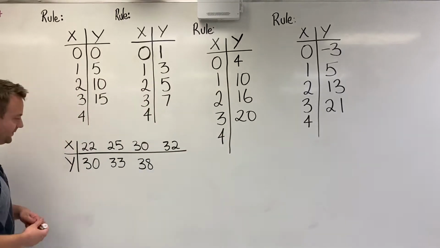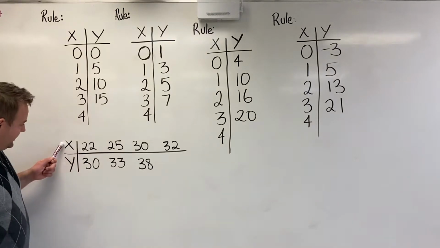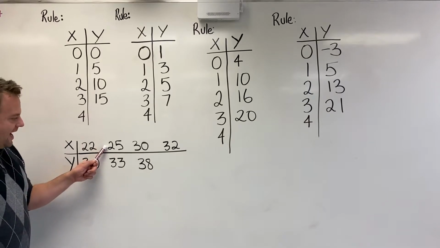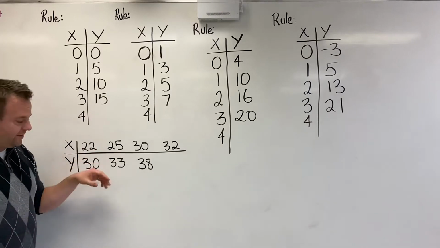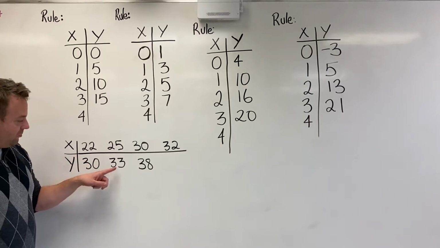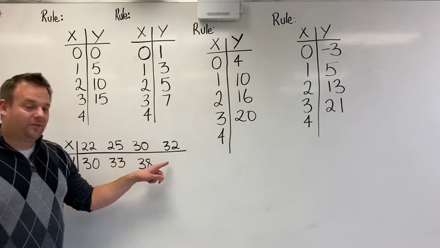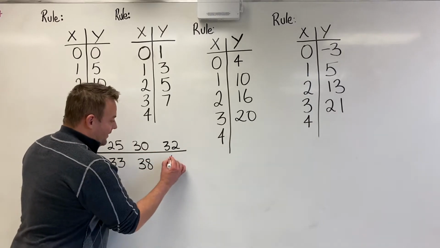Okay, watch. 22 to 30, it looks like it's increasing by 8. So you're adding 8 to x to get to y. 25, now let's see, it's got to work for all of these. So 25 plus 8 is 33. Well, 30 plus 8 is 38. So 32 plus 8 is 40. So we have found the rule.